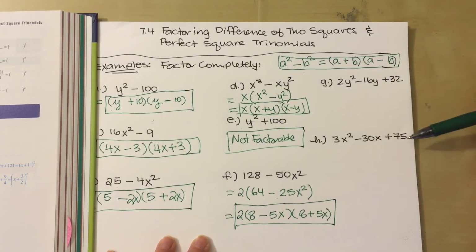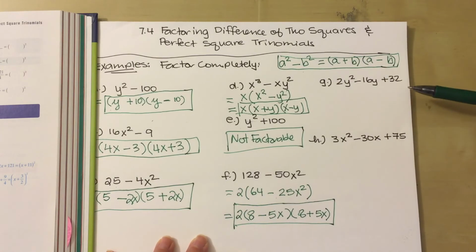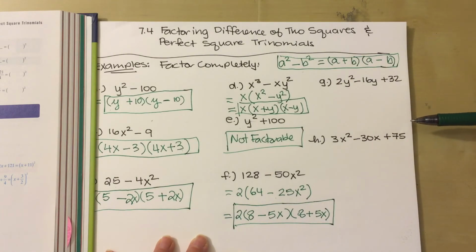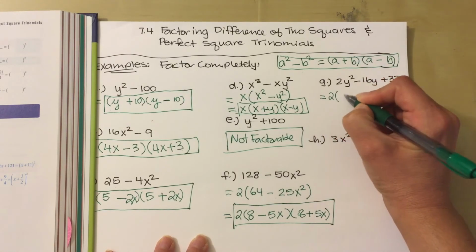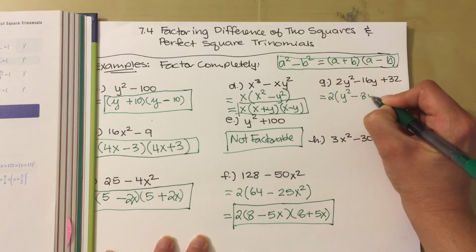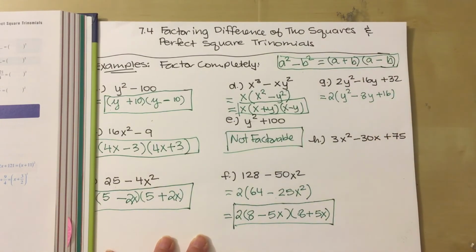Next, we have the last two examples. So G and H. These two are not difference of two squares because we have more than two terms. These are trinomials. We know how to factor trinomials. These are just a special type of trinomial. They're called perfect square trinomials. Let me show you why. We follow the same steps to factor a trinomial. The order's correct. There is a GCF of 2. Factor that out first. We factor the trinomial inside.